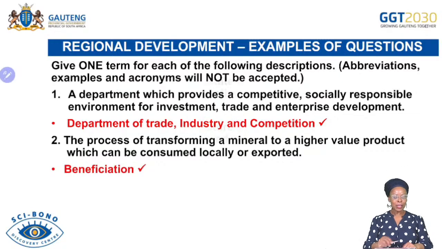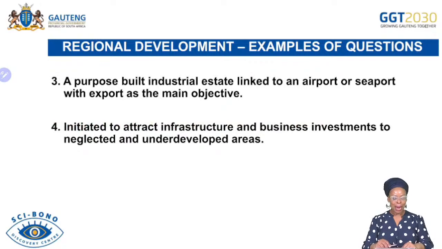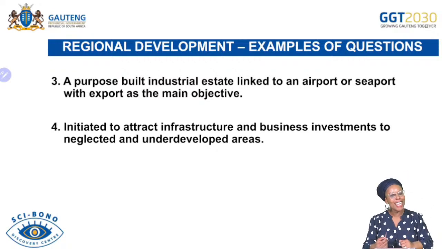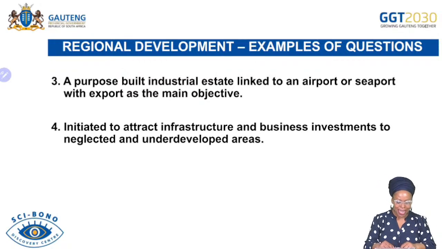Okay, so let's move to number 3. A purpose-built industrial estate linked to an airport or seaport with export as the main objective. You cannot write IDZ. You will have to write it in full. The answer is Industrial Development Zone.